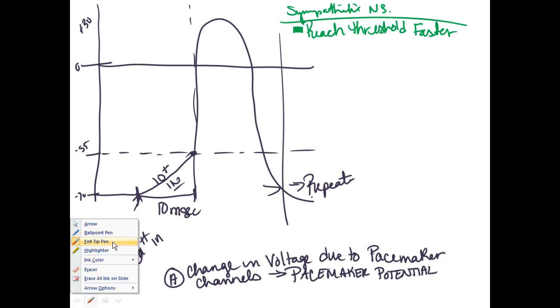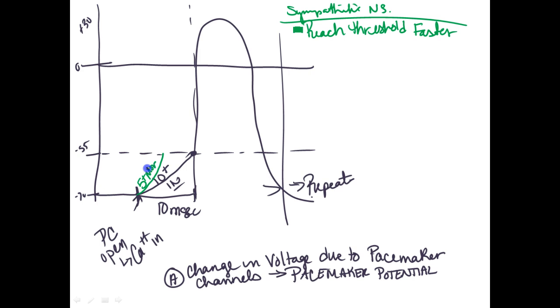What we end up doing is we open up an additional channel that lets in 5 more positives. And now with the 5 more positives plus the 10 we're letting in, we're going to reach threshold in half the time. So how do we do this? Well, taking a closer look, what we see is that sympathetic signaling causes us to reach threshold faster.